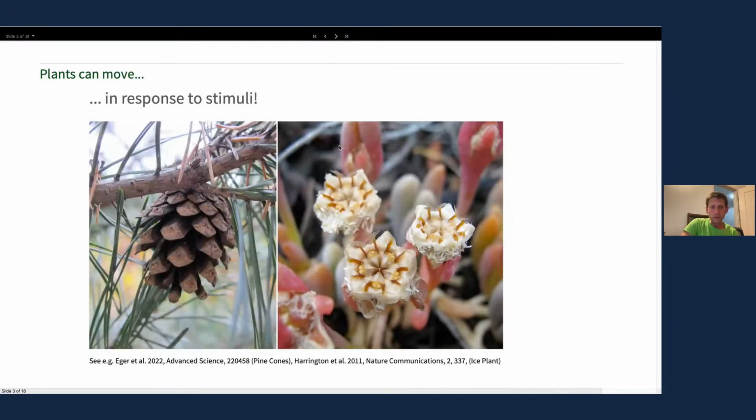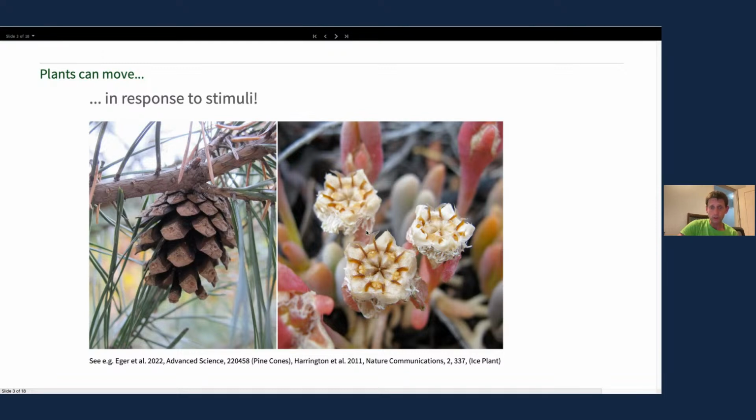The thing that we're interested in is that plants, although they seem fairly static, can move. There's one example that probably many people will know, and that's the pine cone we can see here on the left-hand side. This responds to the stimulus of drying and opens up, allowing the seeds to be released. There are other examples, for example on the right-hand side, which opens when it gets wet. This is an ice plant. You find them all around the world in dry coastal areas, and the seeds are then released and splashed out with rain. So this is all pretty interesting.